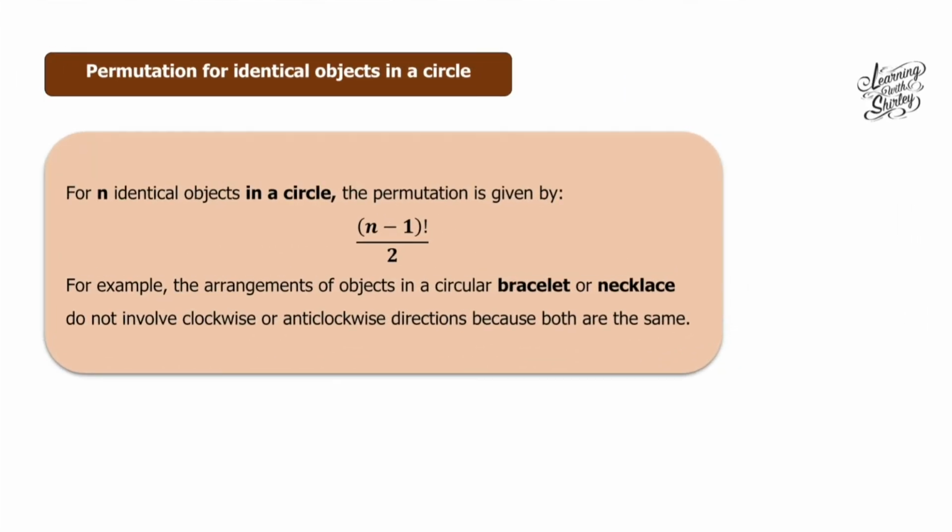Okay, now let's learn about permutation for identical objects in a circle. What type of identical objects normally comes up in exams? Identical objects are like beads or gemstones. When you see these two words, you know that you're going to use this formula. For n identical objects in a circle, the permutation is given by (n minus 1) whole thing factorial over 2. Memorize this formula by heart.